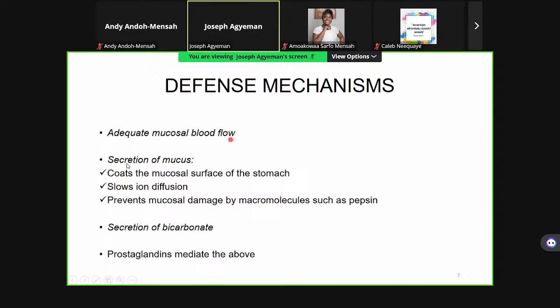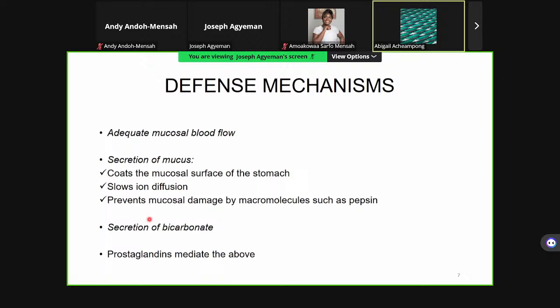So adequate mucosal blood flow towards the GIT, secretion of mucus, secretion of bicarbonate, all of them, we understand that prostaglandins can do this. These are all part of the defense mechanisms. And for that matter, prostaglandins are very important when it comes to protecting the body. Naturally, they are produced from arachidonic acid metabolism.